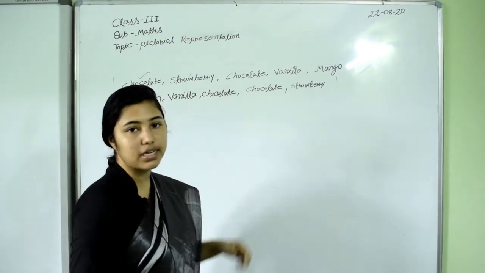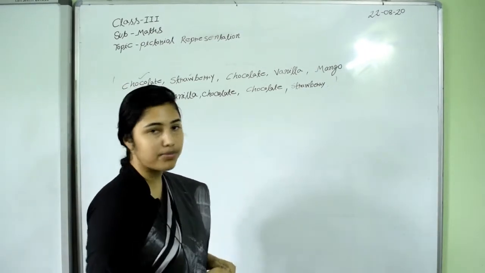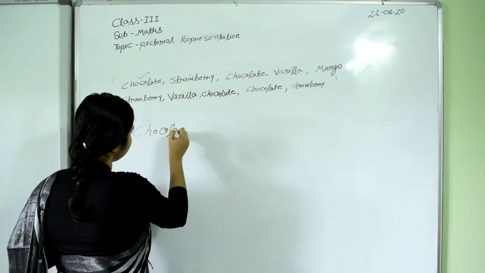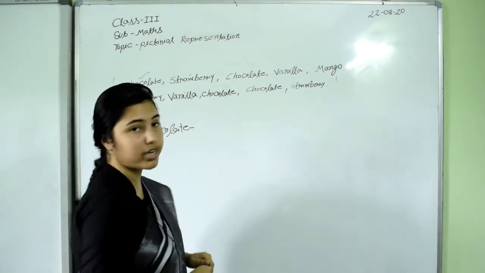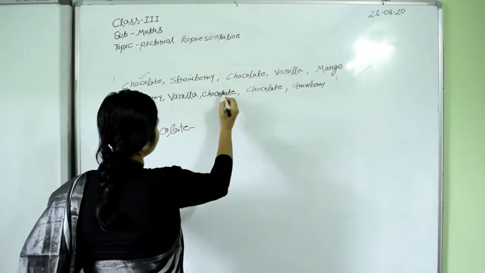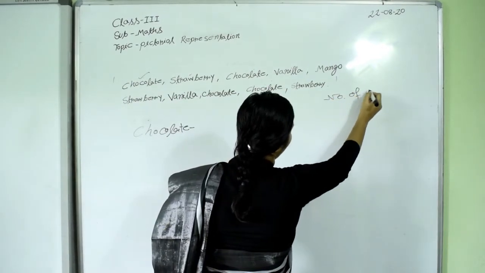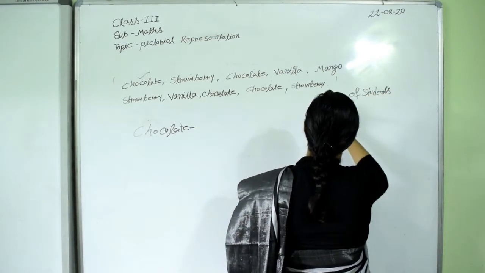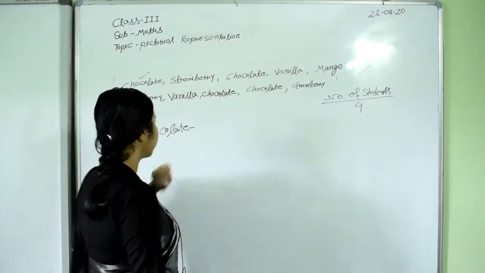Now from this data we can make a list. Suppose first consider chocolate. Now count how many students like chocolate. 1, 2, 3 and 4. So here 4 students like chocolate, right?